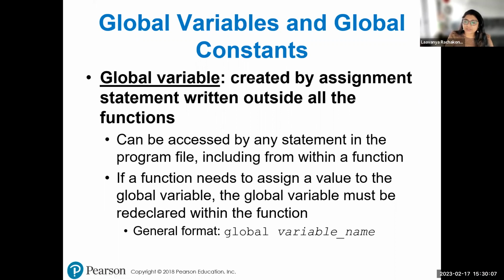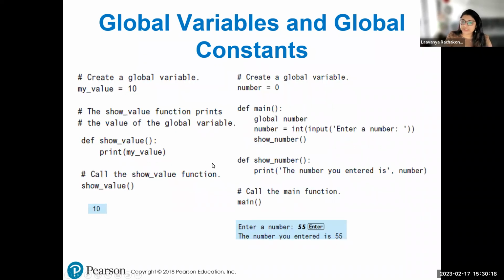If a function needs to assign a value to the global variable, it must be redeclared within the function. So that is the general format: global space variable name. We will see examples here. First, you are creating a global variable, my value is equal to 10. Define show value, print my value, and then you are calling the show value function. As my value is a global variable, this will print the value 10 as your output.